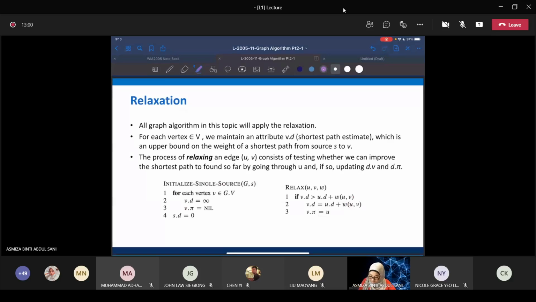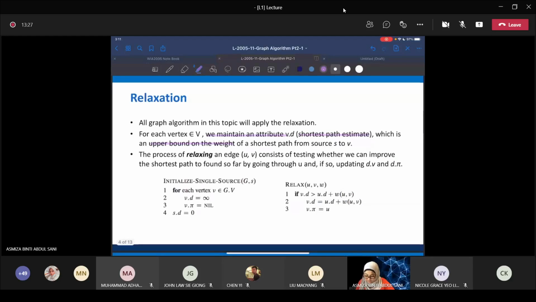The purpose of relaxation is to maintain the shortest path estimate between two vertices. Basically, we want to find the upper bound on the weight of the shortest path from S to V. The process of relaxing an edge, let's say you have U and V with an edge, is testing whether you can improve the shortest path found so far by going through U, and if so, we update the value of the distance.